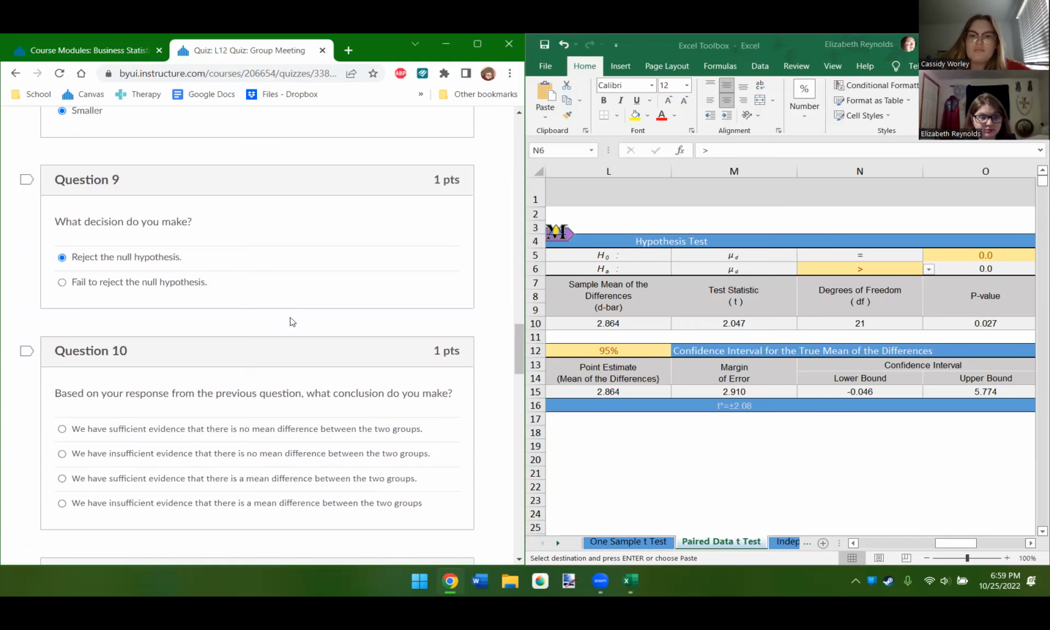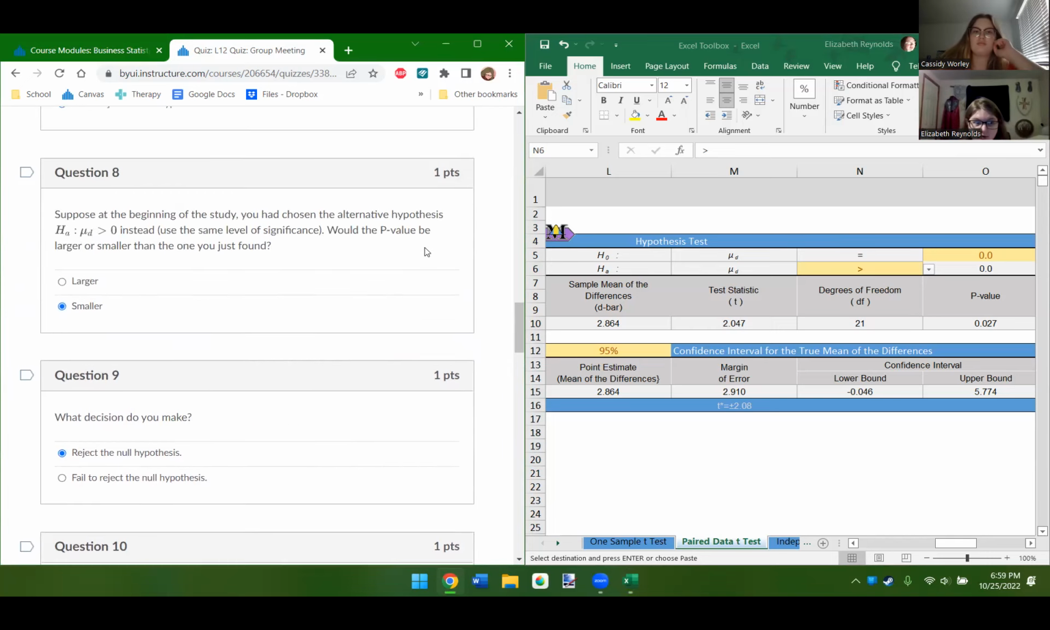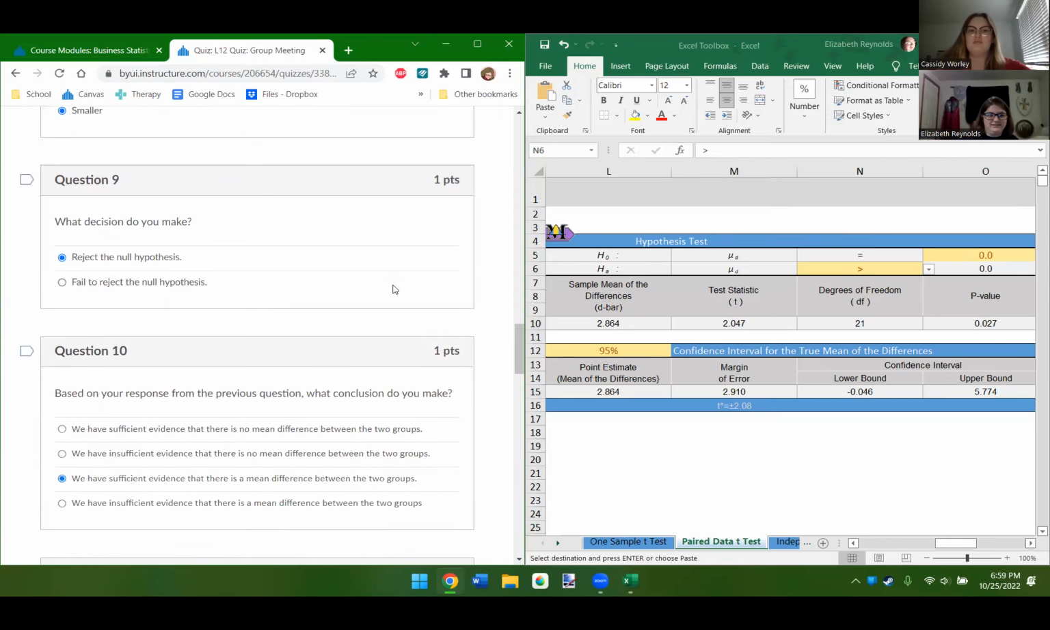Based on the response from the previous question, so rejecting the null, what conclusion do we make? We have sufficient evidence that there is a mean difference between the two groups. So C. And I hope I'm not going too fast, because we did kind of just zip through those three.